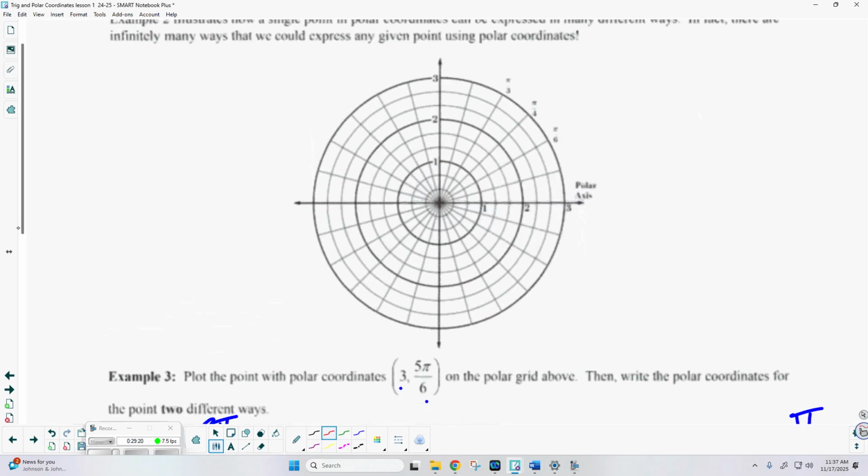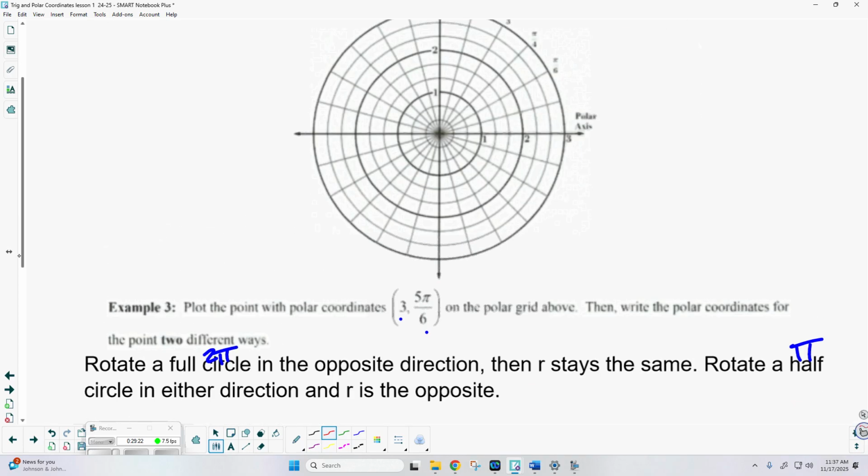So here we go. Example 3, it says plot the point with polar coordinates 3 and then 5 pi over 6. Okay, so where's 5 pi over 6? What quadrant is that? Quadrant 2. So 5 pi over 6 would be right here. They've already got this grid labeled. We want a radius of 3. So that would be this point right here on the outer edge. Okay, so there's 3 comma 5 pi over 6.